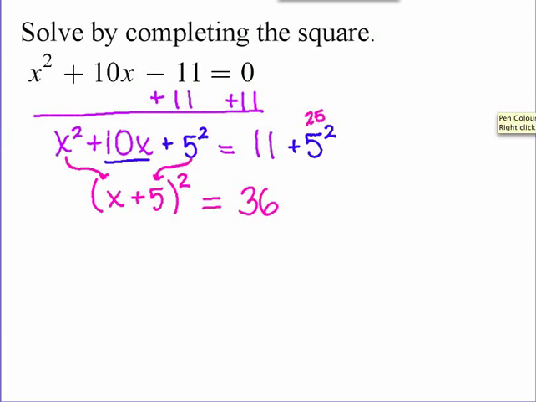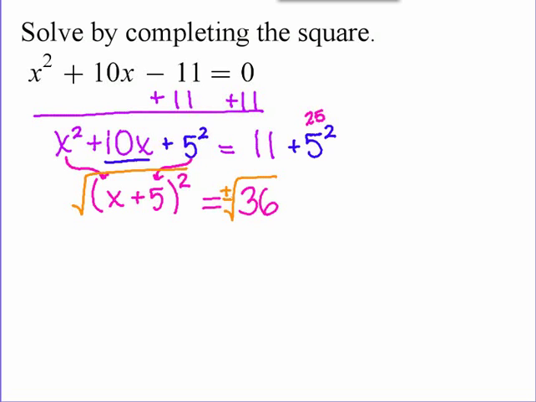To solve that for x, what do you think you're going to do? Take the square root. Now what's the important thing whenever we take the square root that we learned yesterday? Plus or minus. So I'm going to take the square root of both sides.